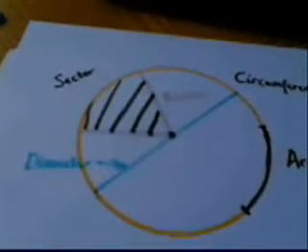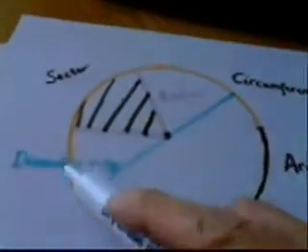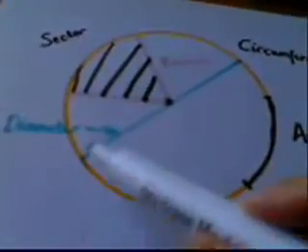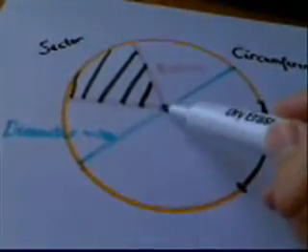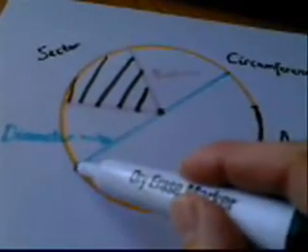I've now added a line that goes from one side of a circle to the other side, right through the centre, and this we call the diameter. And the diameter is twice the distance of a radius. So a radius would be from the outside to the centre. A diameter is from one side of the circle through the centre to the other side.